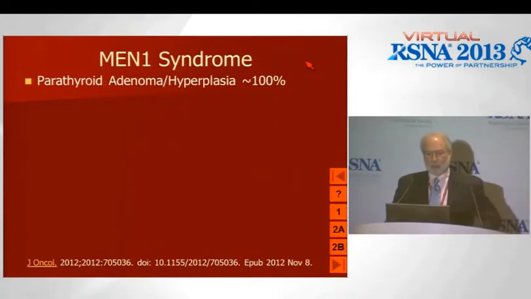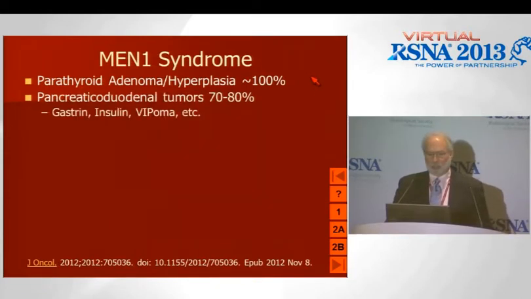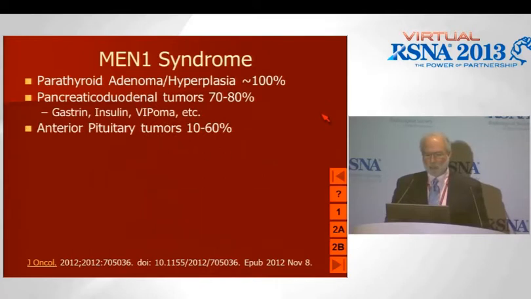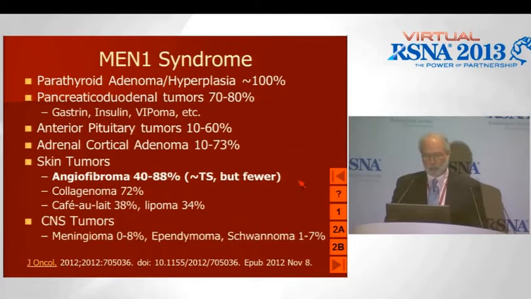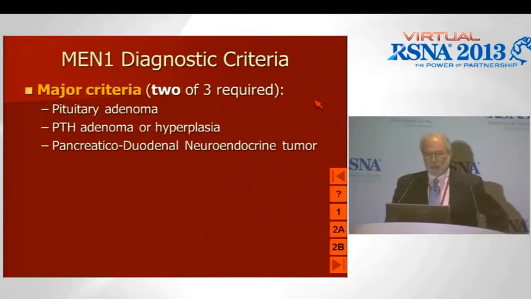We want to remember that these patients are going to either have parathyroid adenomas or hyperplasia 100% of the time, pancreatic or duodenal tumors, and anterior pituitary tumors. We'll talk about how we work those up. And we want to remember that they're going to have a high penetrance of having skin lesions, which we don't look at as radiologists, but it's very important.